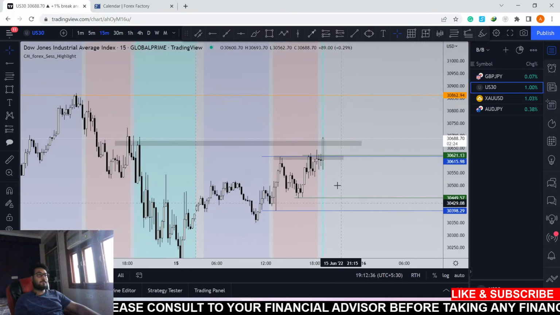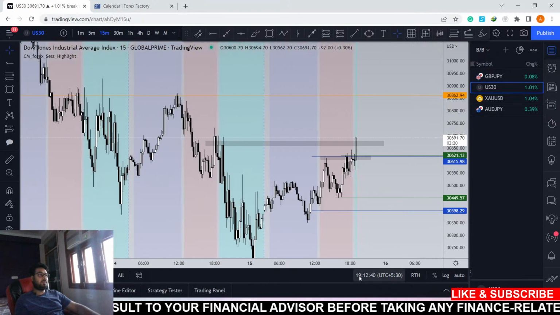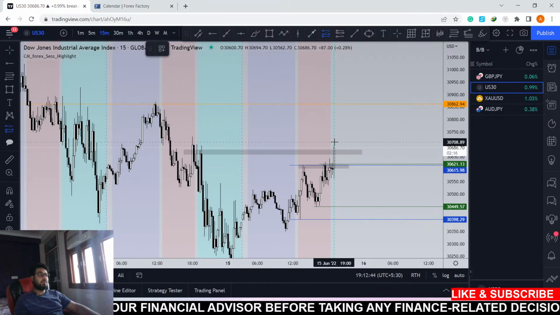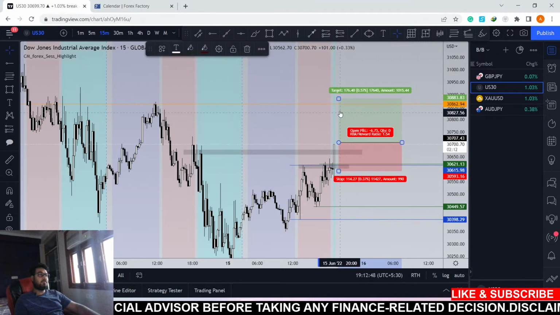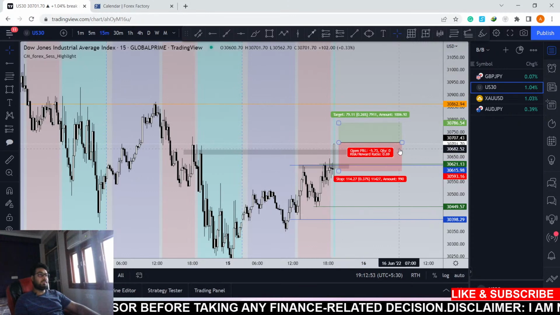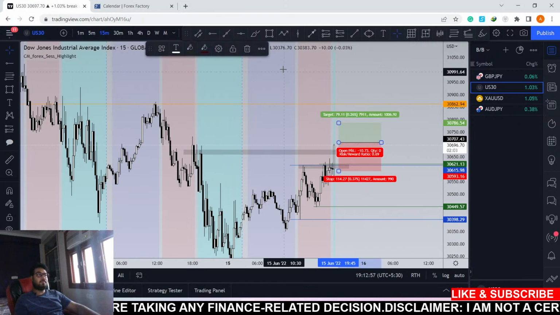This US30 has started giving us a nice move. It closes something like this. I would like to place an entry somewhere at around this area. First we get the area, somewhere at around this area. Close like this.